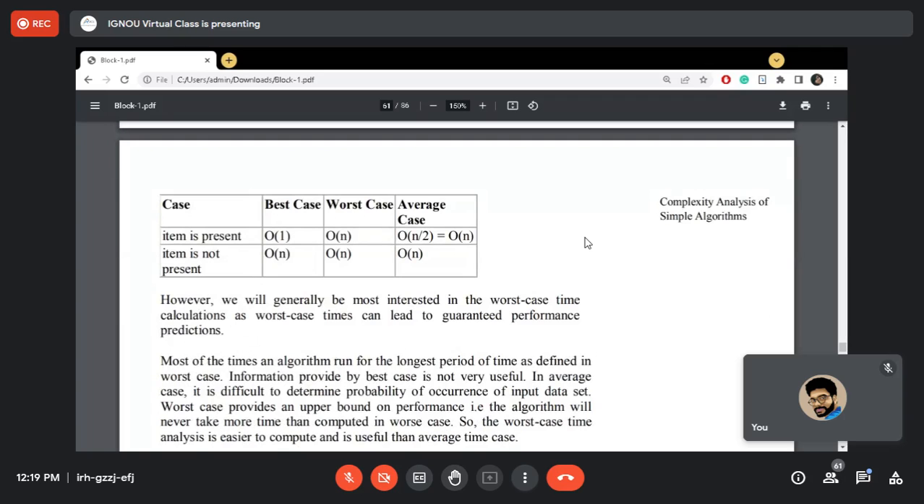So here there are two cases. If the item is present, then the best case is big O(1), the worst case is n, and the average case is n divided by 2, that is equal to big O(n). But if the item is not there, all are big O(n).